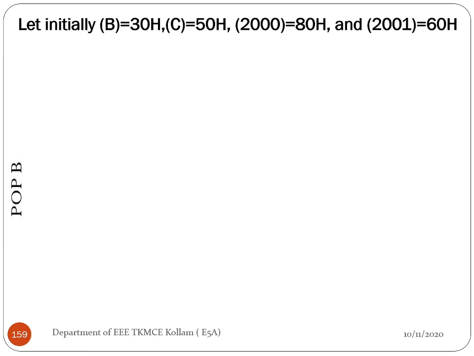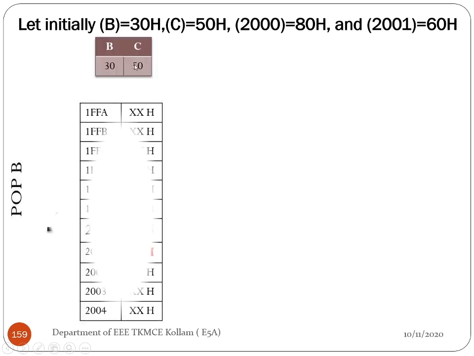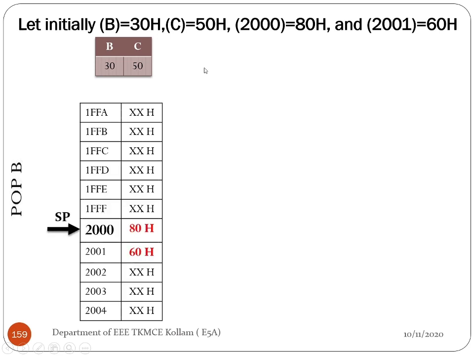Let initially the B content be 30H and C content be 50H, and stack location 2000 contain 80H and 2001 contains 60H. So B content is like this, 30 and 50, and stack pointer is pointing the location 2000, and the content of 2000 is 80 and content of 2001 is 60.